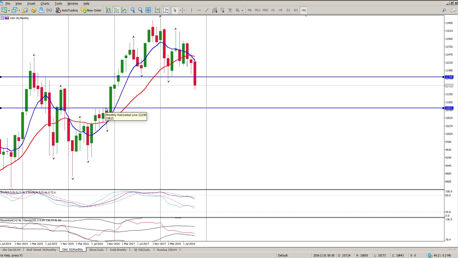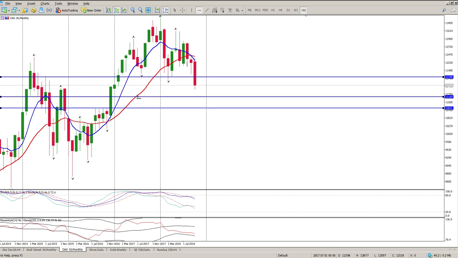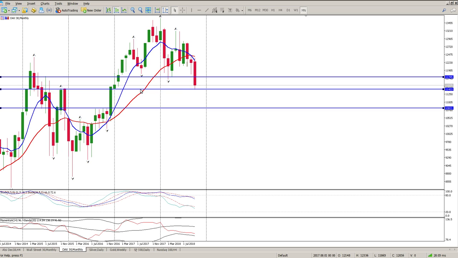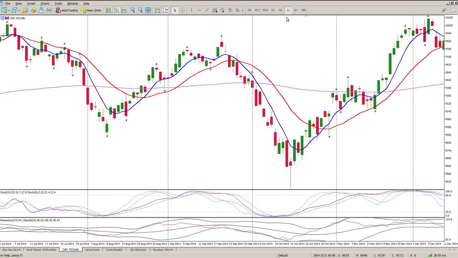Okay, now the big thing here, and this is a bit of a worry, is we are at the low of last year. Okay, so we've tagged the low of last year at the moment, and the question is what next?